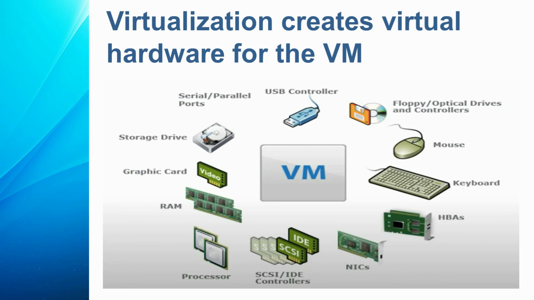Now virtualization creates virtual hardware for the virtual machine. Here in this diagram we have some components: serial or parallel ports, USB controller, floppy or optical drives and controllers, mouse, keyboard, HBA, NIC or network interface cards, SCSI or IDE controllers, processor, RAM, graphic card, storage drive and serial or parallel ports. In order to achieve the interfacing, we use a virtual machine. As I already discussed, we create different instances of the operating system, whereas all these components remain the same in a single machine.